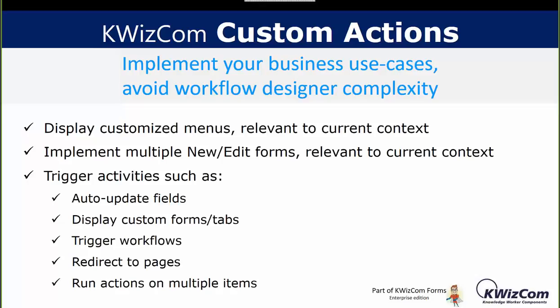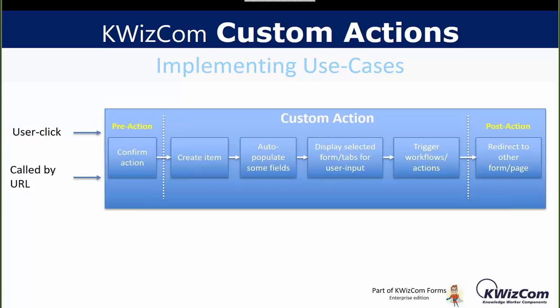Or when opening a new ticket, instead of having to go through all the fields, click a button and then only have the most relevant fields available to us. A custom action can either be activated by a user click or even called by a URL, so we can create items, auto-populate fields, trigger workflow actions, even change stuff for multiple items.